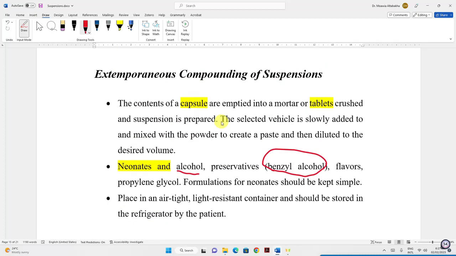So how will you know if you are in a hospital and the physician is asking you, please, you are a pharmacist, you are better than me, prepare a suspension for this neonate or for this adult, whatever.